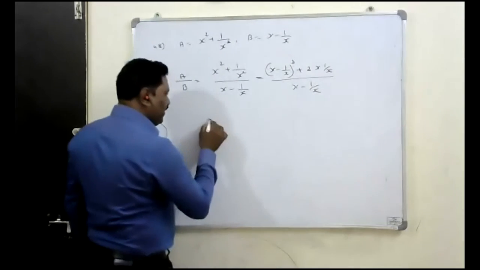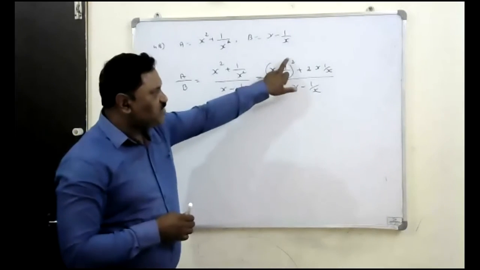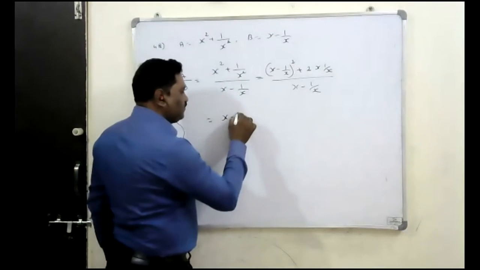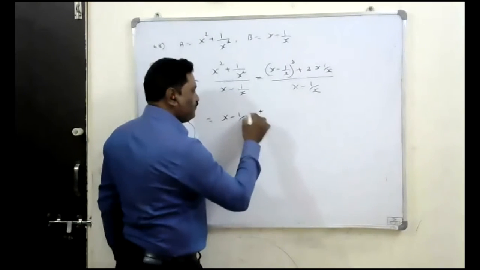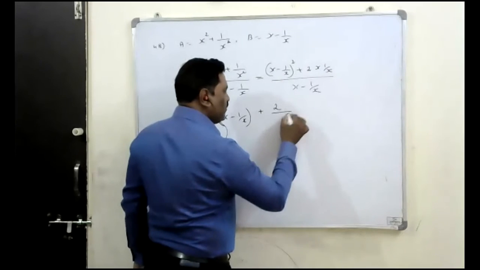Right. Now if you split both terms, here one term x minus 1 by x is getting cancelled. Remaining will be x minus 1 by x plus, here x is cancelled, the second term is 2 by x minus 1 by x.